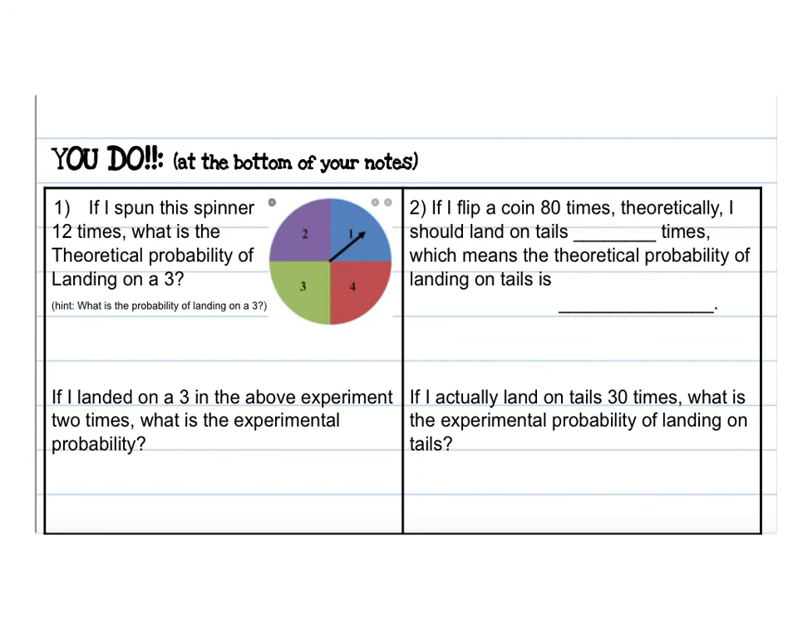Number 2, flipping a coin 80 times, theoretically. So how many times should you land on tails? And then, which means the theoretical probability. So now it's actually asking for the probability. And then if it landed on tails 30 times, what's the experimental probability? So I want to see these at the bottom of your notes.